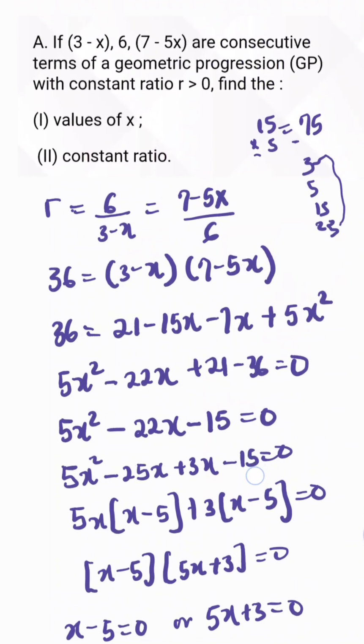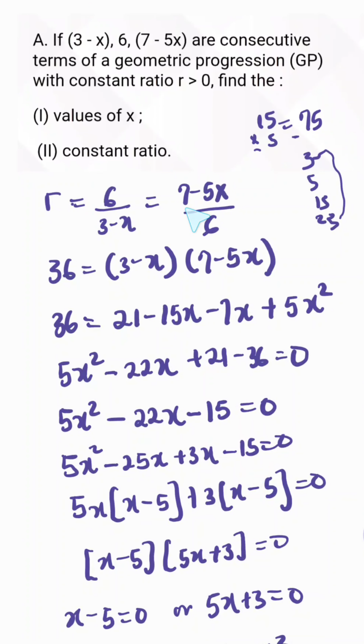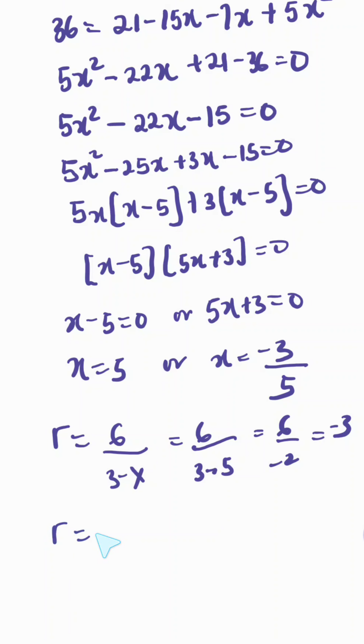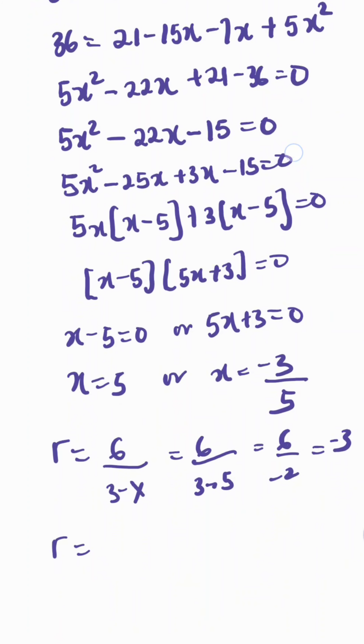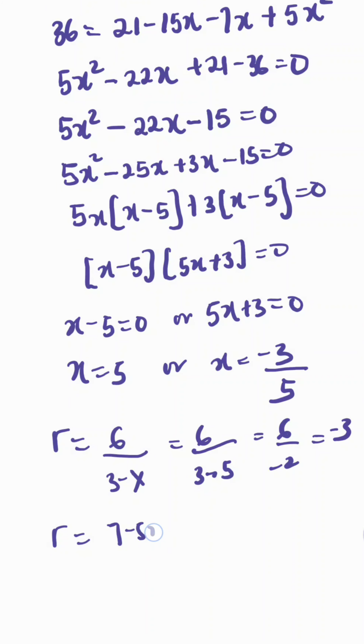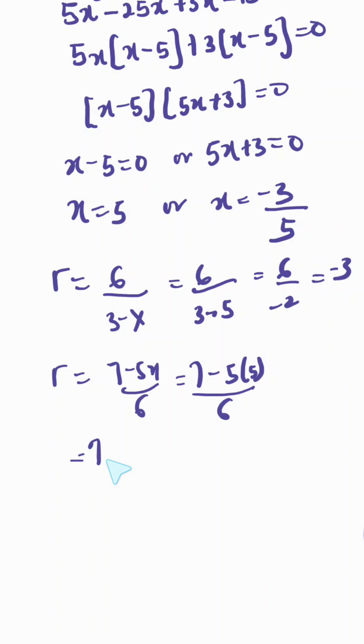If you use them also, let's compare. Using this, which is the third term divided by the second term, r can also be 7 minus 5x over 6. Let's see if you get the same thing. 7 minus 5x is what? Let's use 5. So here we have 7 minus 25 over 6. 7 minus 25 is going to be negative 18 over 6, which still gives negative 3. So this is our answer for r.